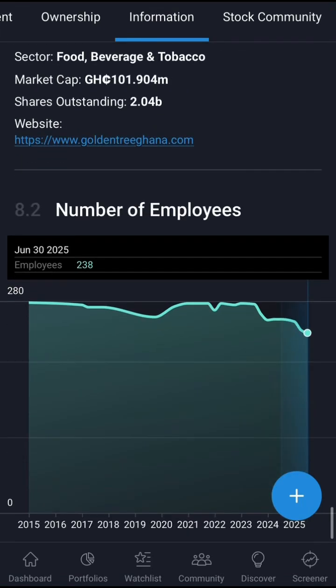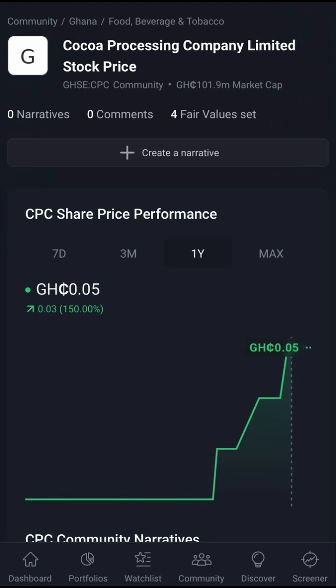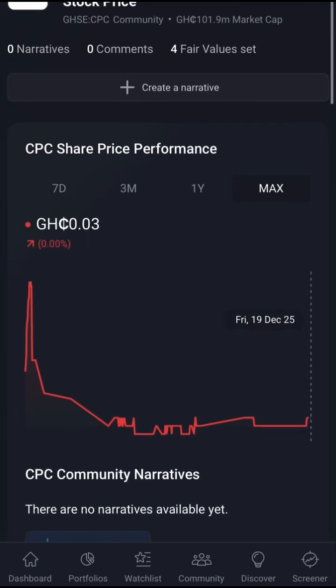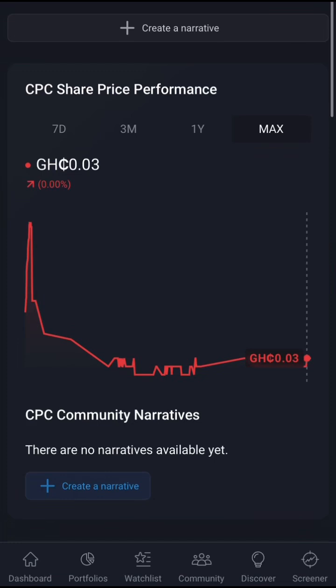So let's come to the stock community. Looking at the stock community, let me come to maximum. You can see the company rose up to 20 pesos. That was on the 5th of July 2004. So it rose up to 20 pesos and all of a sudden it just fell to 0.03 Ghana cedis. Current is around 0.05 Ghana cedis, although it's trying to recover, but it's not appreciative. So if you are to invest, maybe you check out these details.